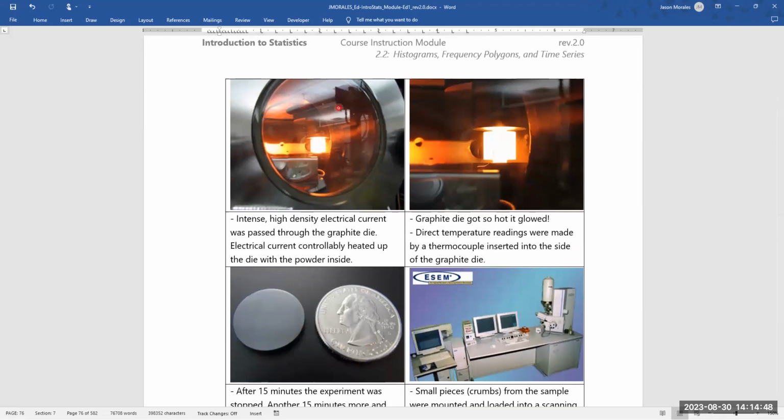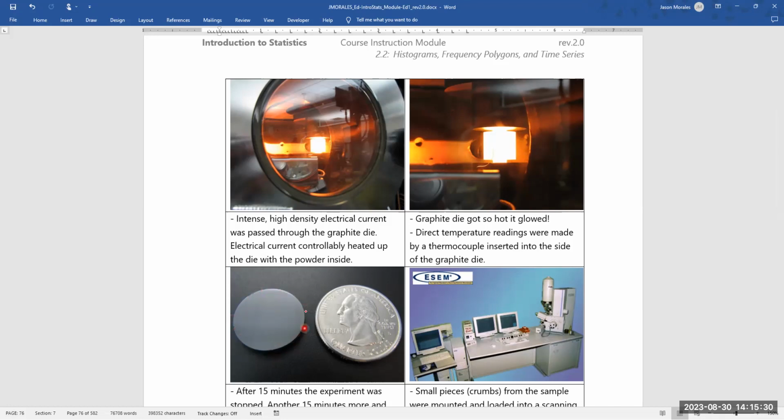Because the graphite die was positioned between two copper electrodes, we could pass electric current through the system. And when electric current meets resistance, it creates heat. So by controlling the electric current, we could control how hot the die got. The purpose was to take that loose formed powder and heat it up and apply pressure to it. In a matter of about 15 minutes, that powder would get compacted into a fully dense coin shape.